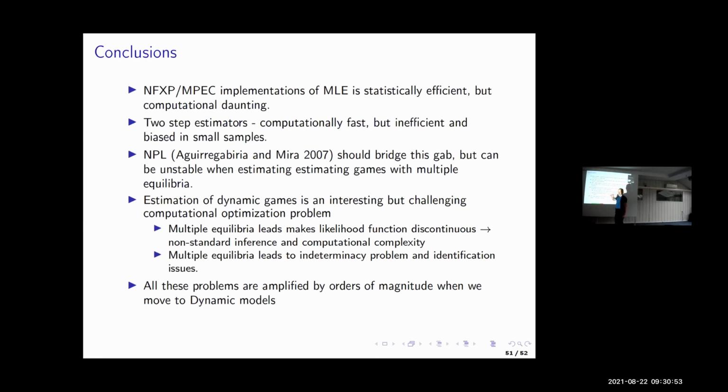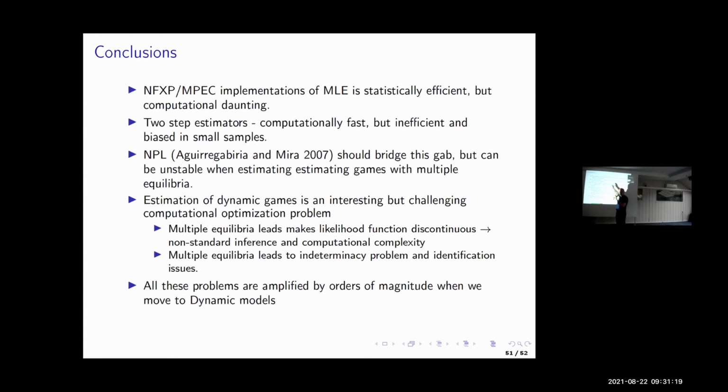That can really make a difference, but it's also inefficient, and it can be biased in small samples. Then the idea was the nested pseudo likelihood idea of updating the CCPs that would really bridge the gap.